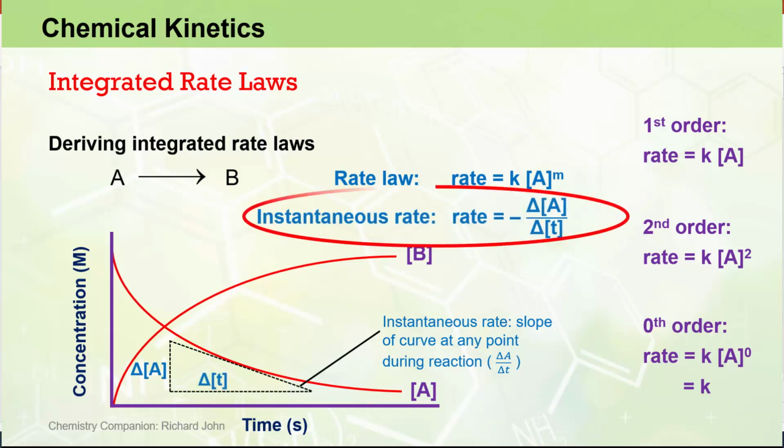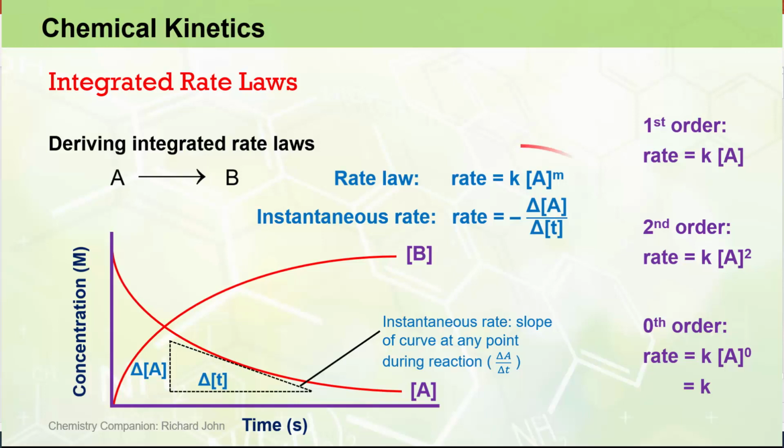So the instantaneous rate at any time during the reaction can be expressed as minus the change in concentration of A divided by the change in time. And remember, the negative sign is there because we are talking about the rate of disappearance of a reactant, and we need to ensure we have a positive value for the rate of reaction.